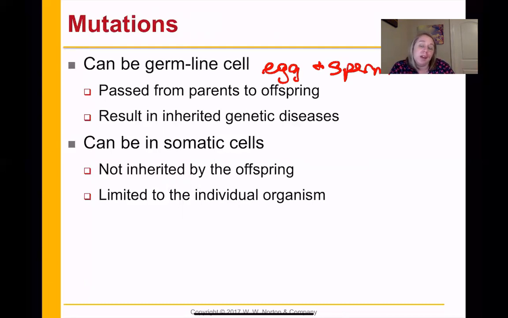Or it could be in our somatic cells. And so if you acquire a mutation in your somatic cells, like you go to a sun tanning booth, don't do that, don't do that. You go to a sun tanning booth and you end up with skin cancer, because that's what's going to happen. You're not going to give that to your offspring, right? That's in your skin cells. Those aren't germline cells. So that disease is now limited to the individual organism that acquired the mutation, okay?